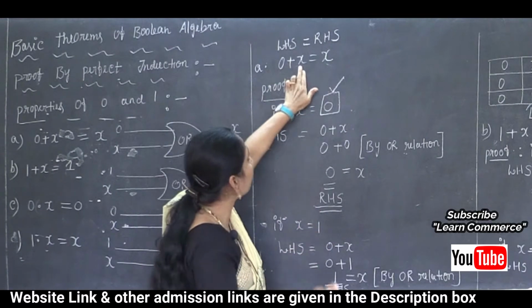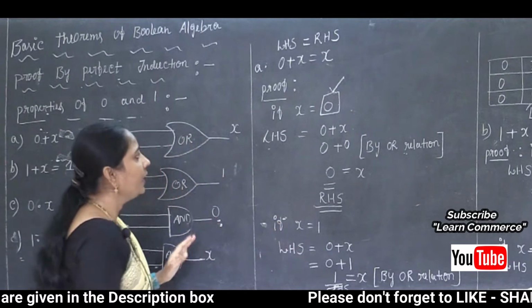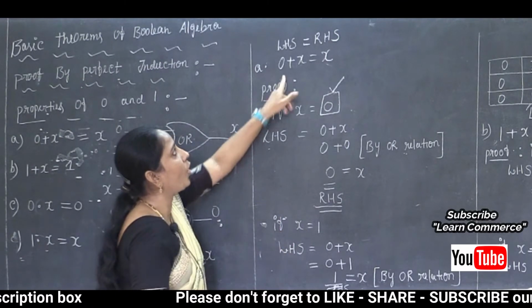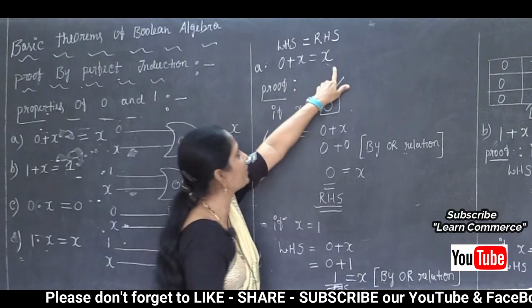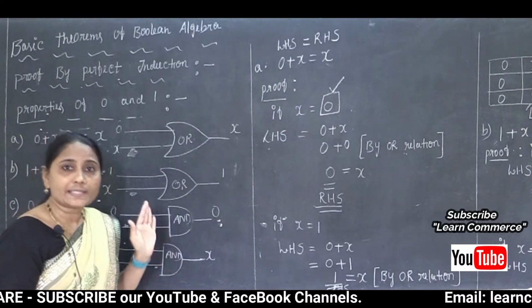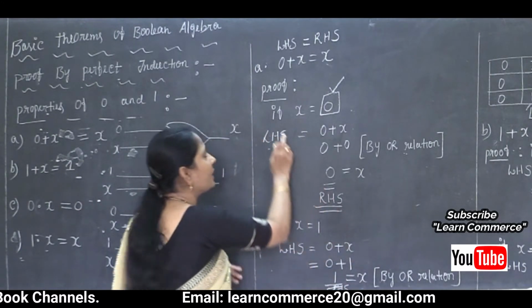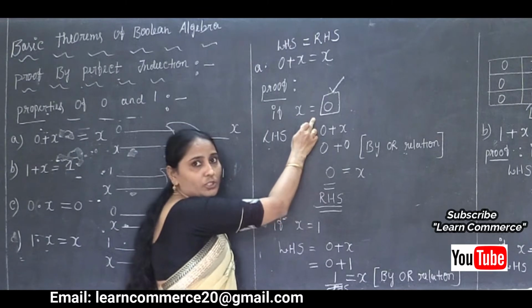So 0 plus x, the left hand side, is equal to x, the right hand side. Now I have just started proving that 0 plus x is equal to x. Before going to prove it, I am initializing a value for x. The value is, if x is equal to 0.